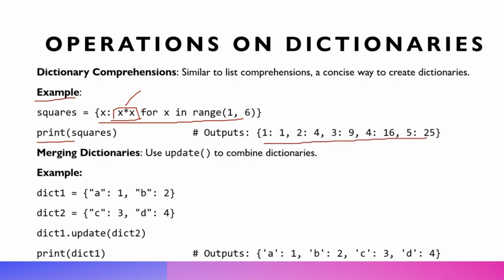We can merge two dictionaries by using this update method. In the example, we have dictionary 1 and dictionary 2. By using this update method, we are merging them and we are printing in the next line. As we can see, dictionary 1 has only A and B and dictionary 2 has C and D. By using this method, we have all these placed in dictionary 1 only.